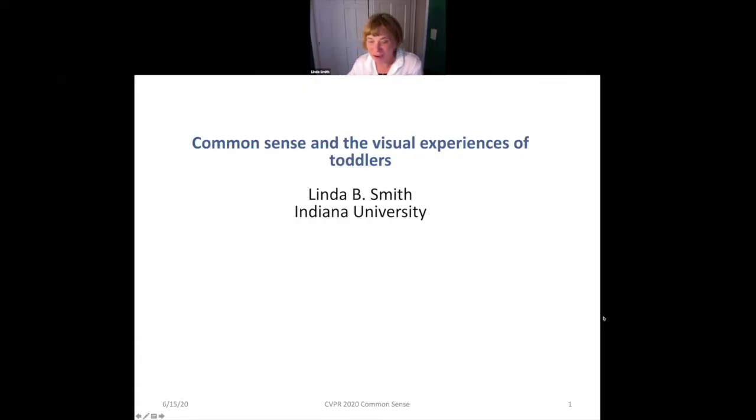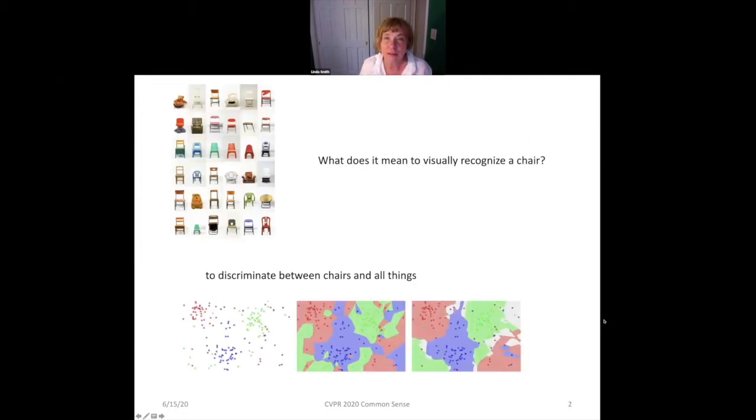Thank you all for having me here. My contribution is to our thinking about how to get common sense in artificial systems. The question I want to begin with is, what does it mean to visually recognize a chair? This is a hard computational problem because there are lots and lots of different kinds of chairs.